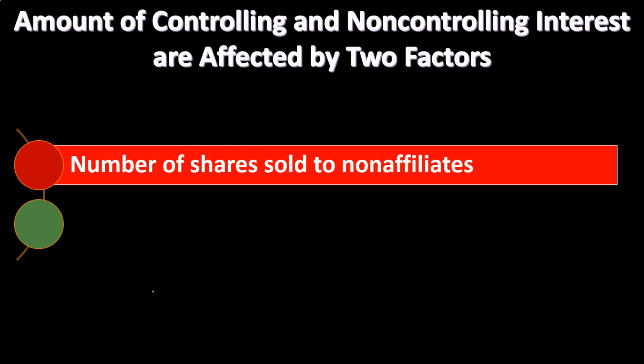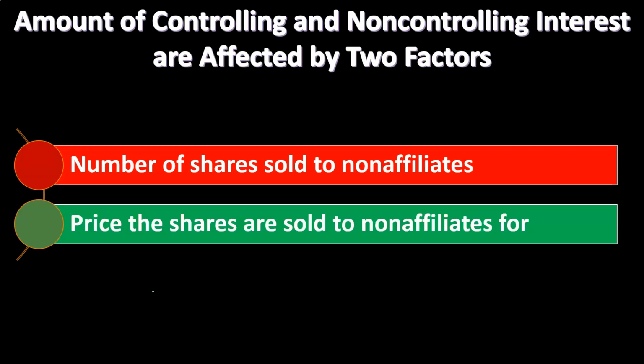The amounts of the controlling and non-controlling interest are affected by two factors. One, the number of shares sold to the non-affiliates, so how many shares went out to the non-affiliates, because as they do so, people that are not affiliated have a bigger percentage of the shares than the affiliate, for example, the parent. And then, of course, the price the shares are sold to the non-affiliates for.